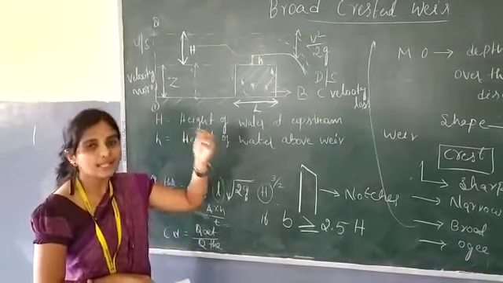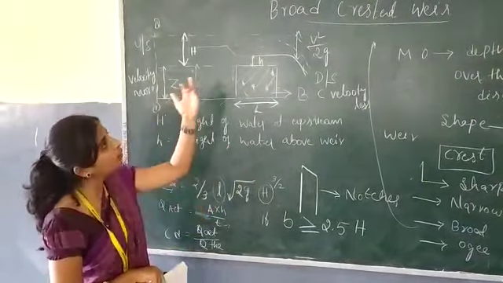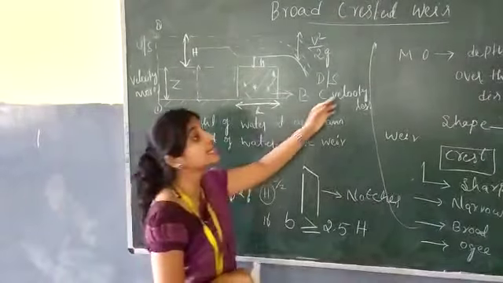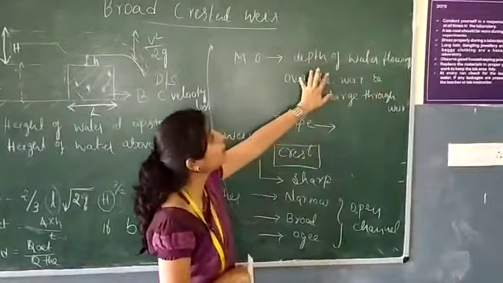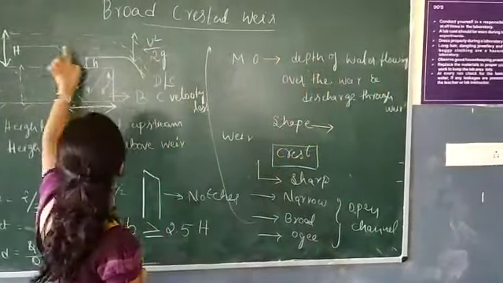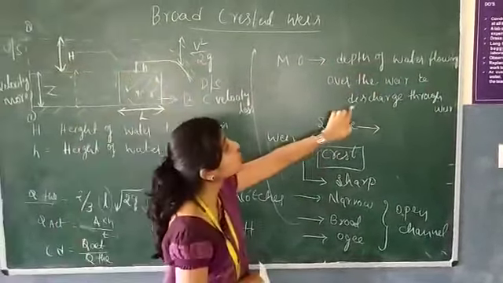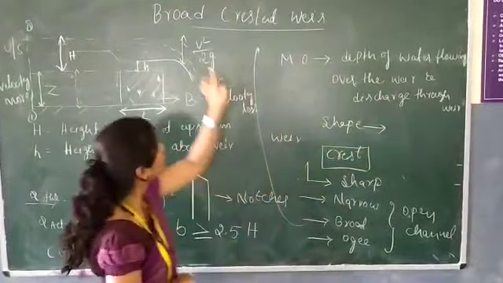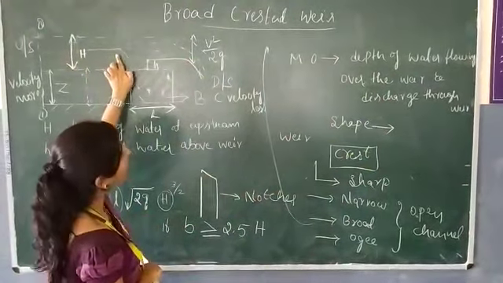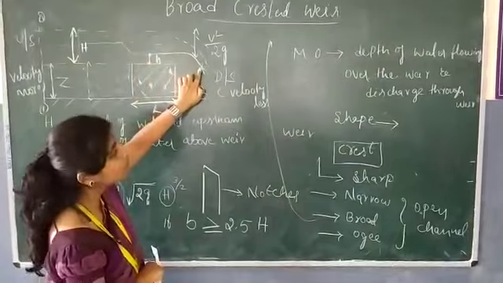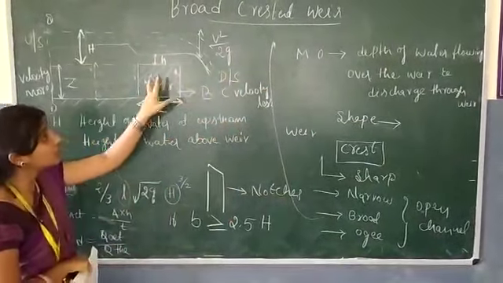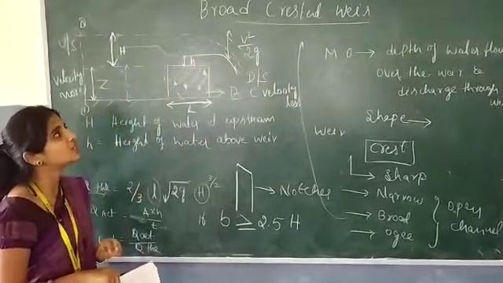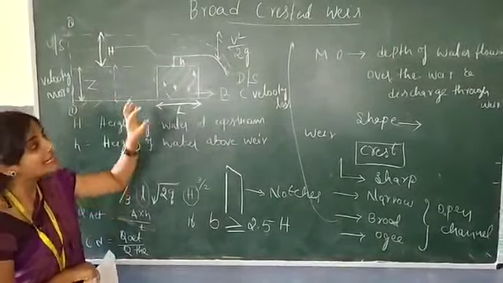And the main objective of the broad crested weir is to determine the depth of the water flowing over the weir, and also the discharge through the weir. Whatever water flows is all discharged through the weir section. To find the coefficient of discharge through the weir, here we will be constructing the broad crested weir.